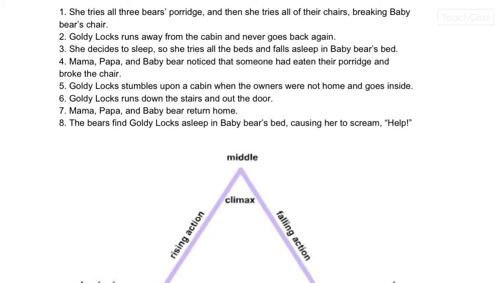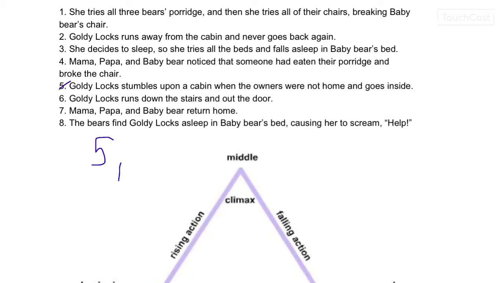So again, those were not in order. So what we're going to do is put them in order. So I'm going to write them in order at the top here, and we're going to cross them off as we go. So let's see what happened first. First would be number 5, Goldilocks stumbles upon a cabin where the owners were not home.